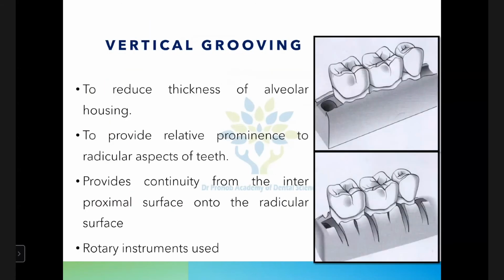Now the first step is vertical grooving. Here you can see this is the bone in the first picture. This is the bone morphology that we have seen after the flap reflection. Now what we are doing is giving the grooves. This is called vertical grooving. So why are we giving these grooves? This grooving is done in order to reduce the thickness of the alveolar housing. It's thick bone, so we are doing this vertical grooving.